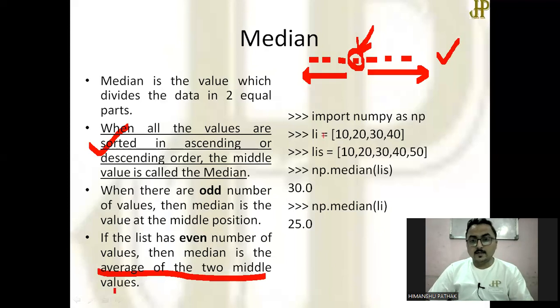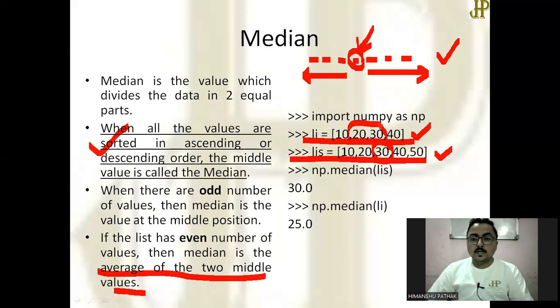Here you can see that I have taken the first list with an even number of elements, that is 4. And in the next list, I have taken an odd number of elements, that is 5. Now, with 5 it is very easy. 30 will be calculated as the median. Now, what about the even number? It will take the two middle values, that is 20 and 30, and then take the average of these two numbers, 20 plus 30 divided by 2. It will calculate it as 25. So I think it is very clear to you.